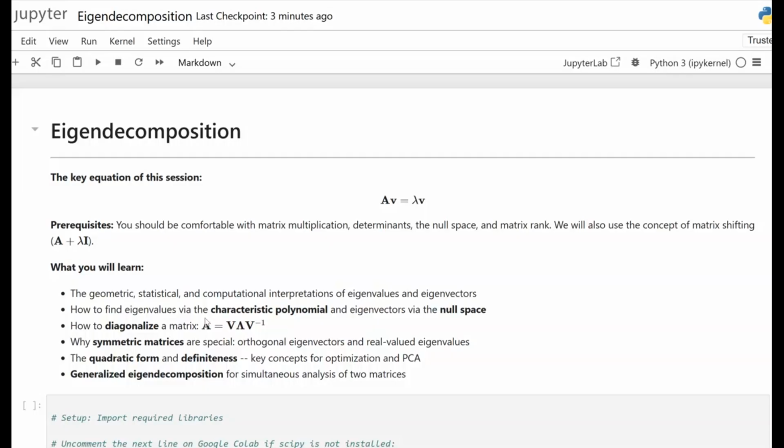And dear friends, in this session we will uncover what eigenvalues and eigenvectors really mean and why eigendecomposition works only for square matrices, the geometric interpretation of stretching without rotating, how eigenvalues reveal important patterns in data, the characteristic polynomial, finding eigenvectors using the null space, and matrix diagonalization. And last, why symmetric matrices are the superheroes of linear algebra. And added, we will see why eigendecomposition is the mathematical engine behind PCA and many machine learning algorithms.